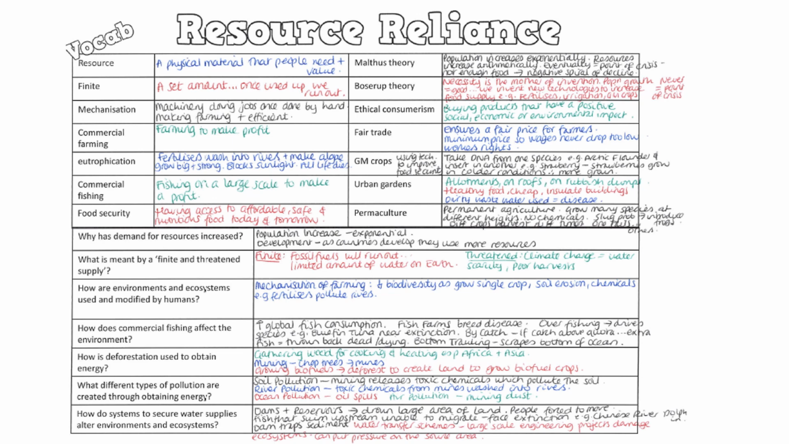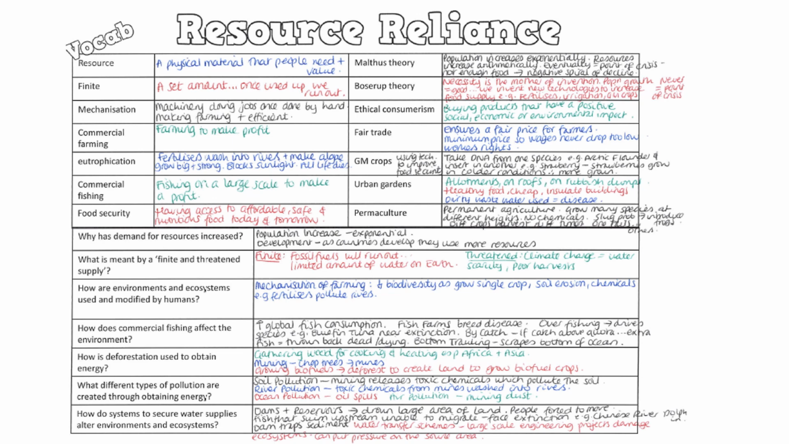What do we mean by a finite resource? We mean a resource that once we've used it up, we will have run out of it. For example, oil. What do we mean by mechanisation? This is where machinery starts to do the jobs that used to be done by people, making it more efficient. Commercial farming, that means farming to make a profit. Commercial fishing, fishing to make a big profit. What do we mean by food security? Food security is where you have access to affordable, safe, and nutritious food today and tomorrow.